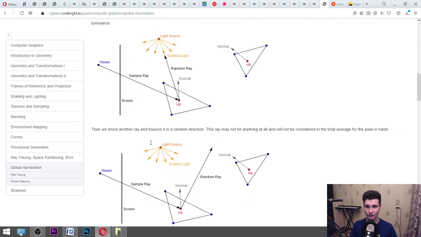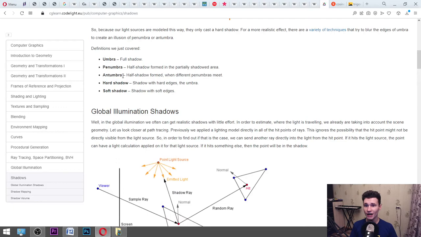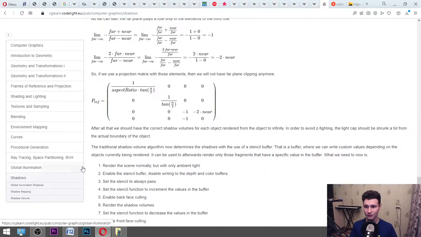And shadows we have. Also umbra, penumbra. And also we need one more. Penumbra, antumbra, umbra, and hard shadow and soft shadow. Okay, different shadows, different aspect ratio. And okay, let's talk about it.